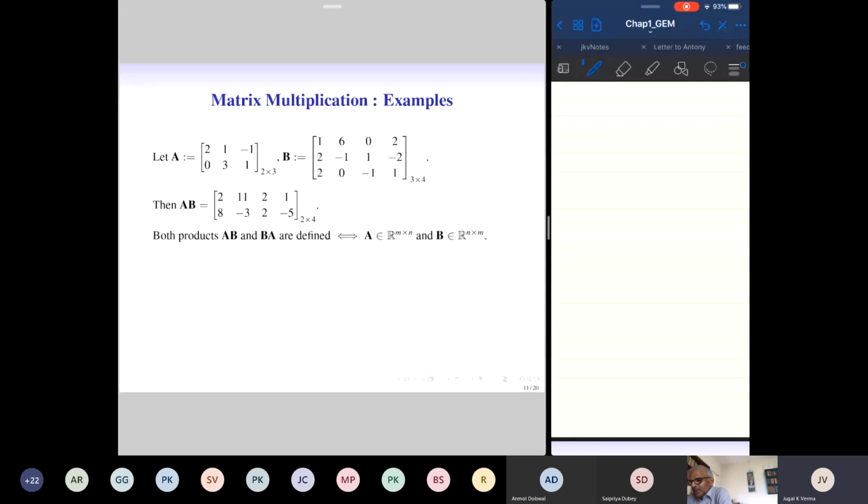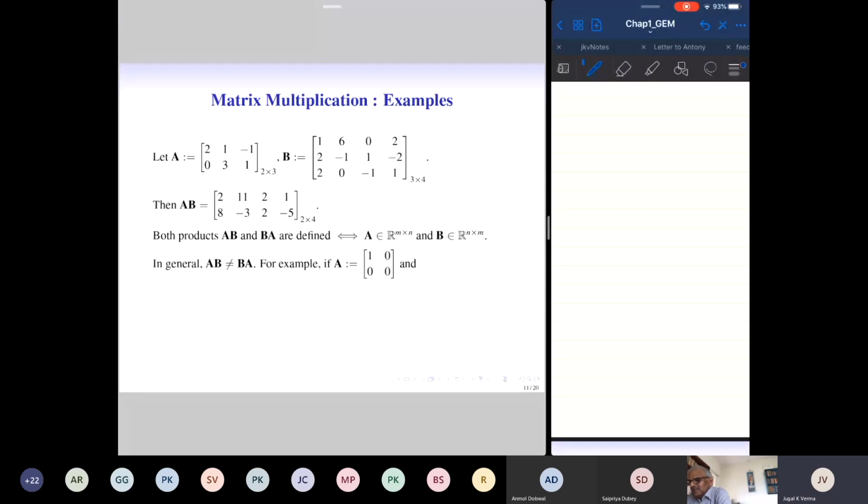Okay. Both the products are defined if and only if A is an m by n matrix and B is an n by m matrix. Then only can we multiply A with B in either way. But in general, the products AB and BA are not equal. Like the dot product of 2 vectors with the same number of components, the result is equal either way. It doesn't matter how you multiply them. And similarly, for the product of real numbers, the ordering doesn't matter. But with this definition of multiplication of matrices, it does matter how you write A and B. Okay, so AB is not equal to BA.